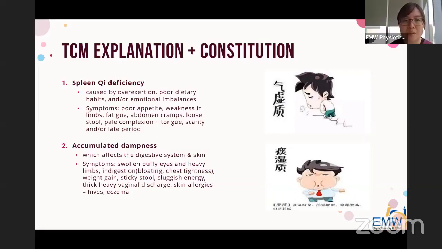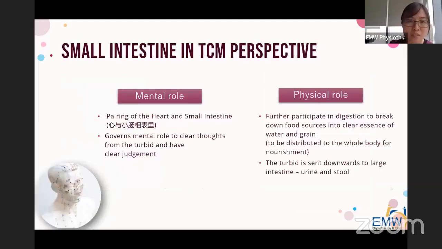So when we talk about the TCM constitution, we also would like to know what the small intestine does from the TCM perspective. The digestive organs, in both the biomedical perspective and the TCM perspective, both govern a physical and mental role.